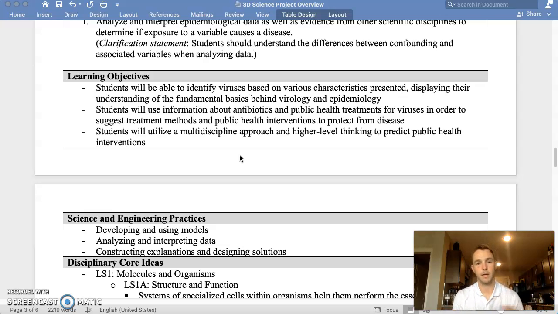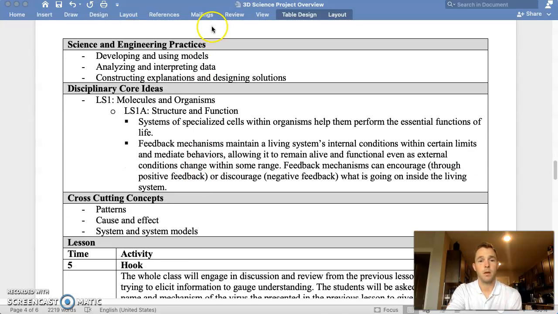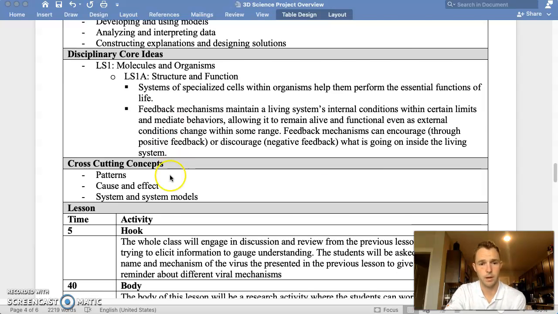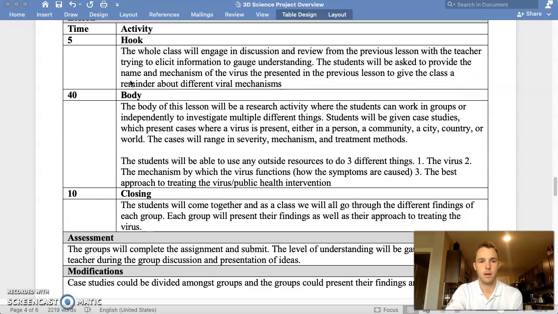And then students will use a multidisciplinary approach and higher level thinking to predict public health interventions apart from what they found in the readings. They'll use the science and engineering practices of developing and using models, analyzing and interpreting data, and then constructing explanations and designing solutions. Still using the NGSS standards, because as we talk about viruses, we're still always going to come back to the physiological role and the protein study of structure and conformation equaling function. And then patterns, cause and effect, and systems and models as our cross-cutting concepts again.